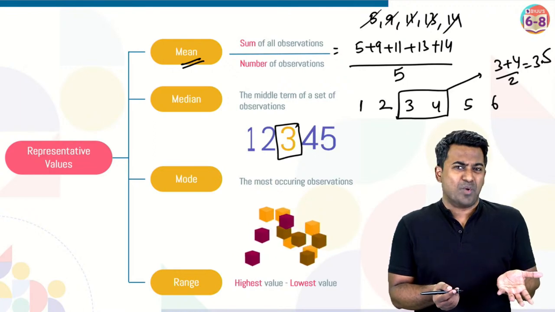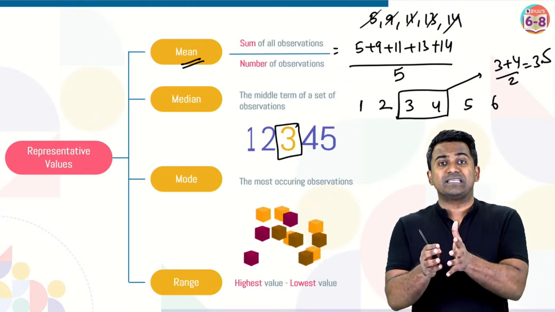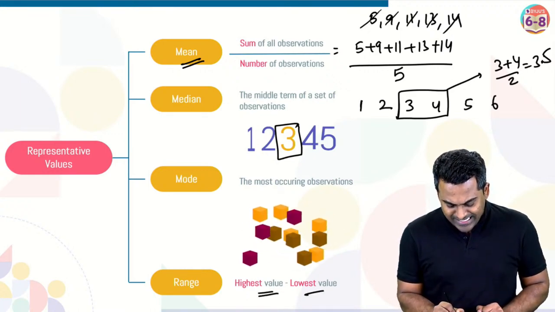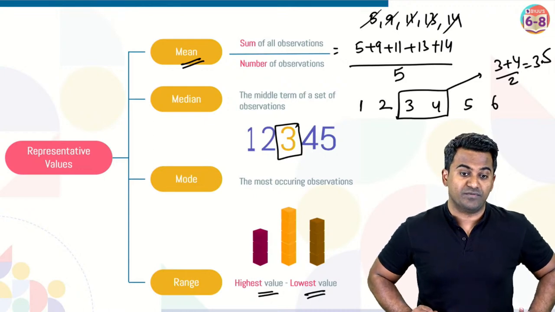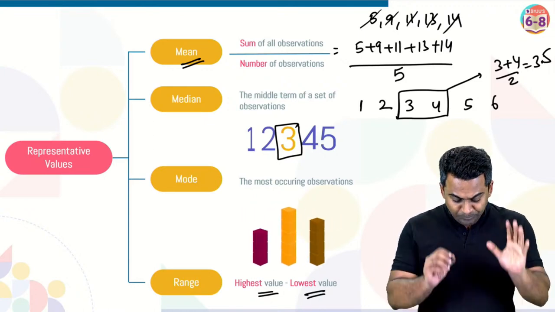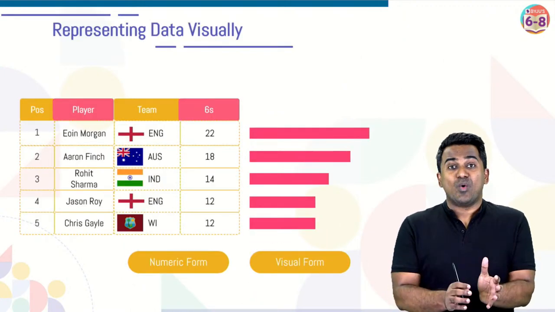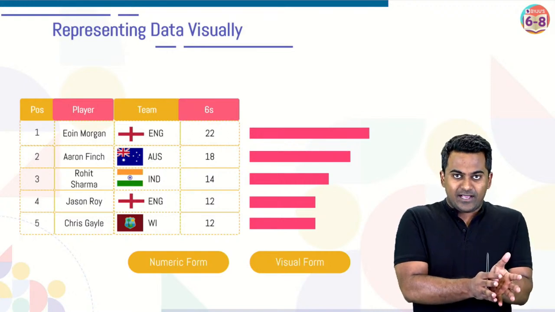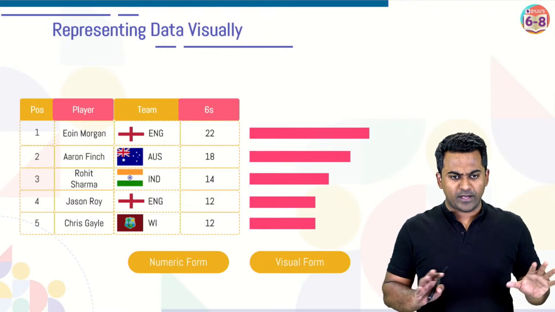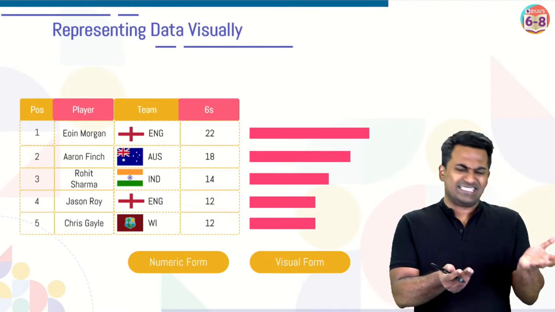And then we also had a look at mode, right? Mode was what? Fairly simple. The observation which repeats the most. That was mode. And then we checked out range, which is simply the highest value minus the lowest value. Right? So all of this we have covered in the last session. Now today, what we are going to study is how we take that data and represent it visually. All right. So far, all of you are understanding whatever we have covered, right? So let's take this data.